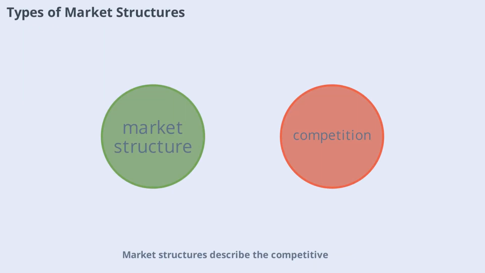Market structures describe the competitive environment in which businesses operate. The main types are perfect competition, monopolistic competition, oligopoly, and monopoly. Each structure has unique characteristics that affect pricing, output, and consumer choice.